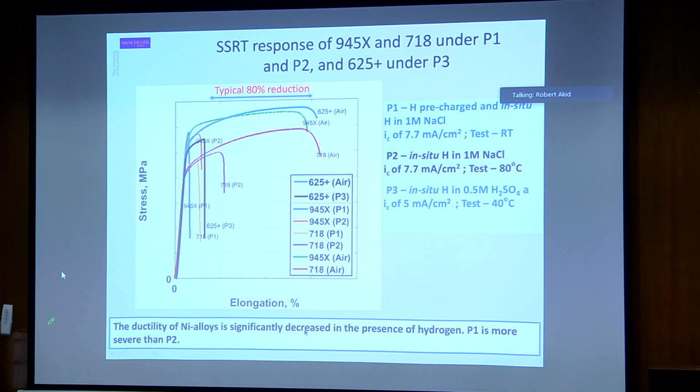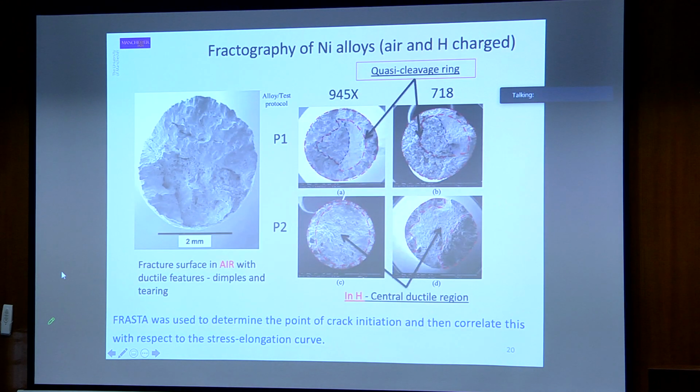And what we've noted is that P1, the pre-charge, and then in situ charging is much more severe than P2. Typically what we see is for our tests in air, a very ductile fracture surface, and then as soon as we move to a different charging environment, we find this embrittled region with kind of quasi-cleavage in the central zones.